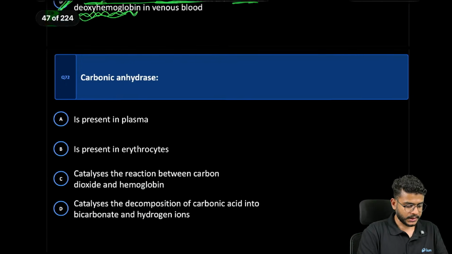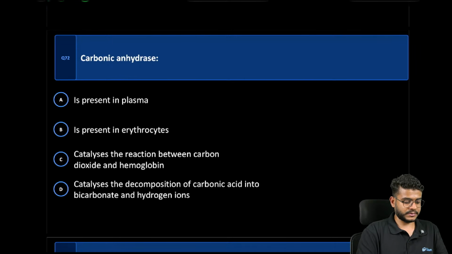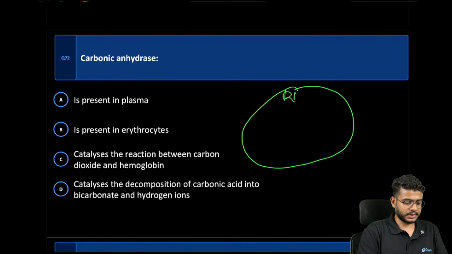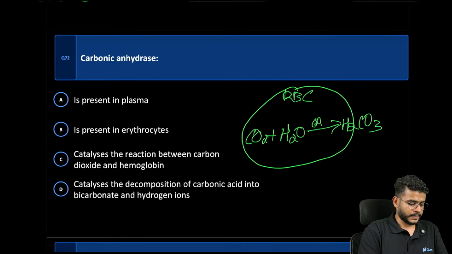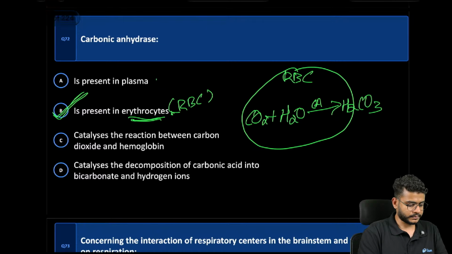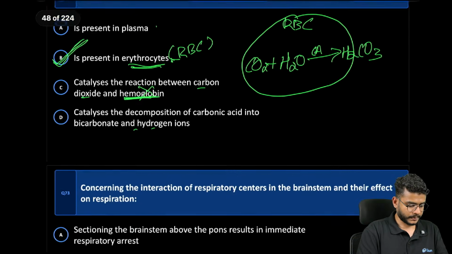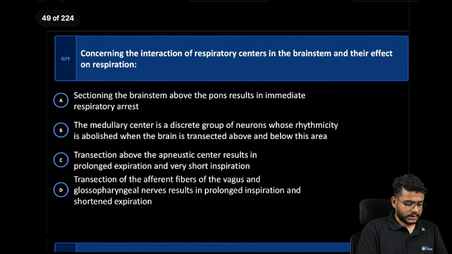Okay, the next one, carbonic anhydrase. We know inside the RBC, carbon dioxide combines with water in the presence of what? Carbonic anhydrase, to form carbonic acid. Is it present in the plasma? No, it is present in the erythrocytes, or the RBC. Does it catalyze the reaction between carbon dioxide and hemoglobin? No, carbon dioxide and water. Does it catalyze the decomposition of carbonic acid into bicarbonate and hydrogen ions? No. Okay, next question.